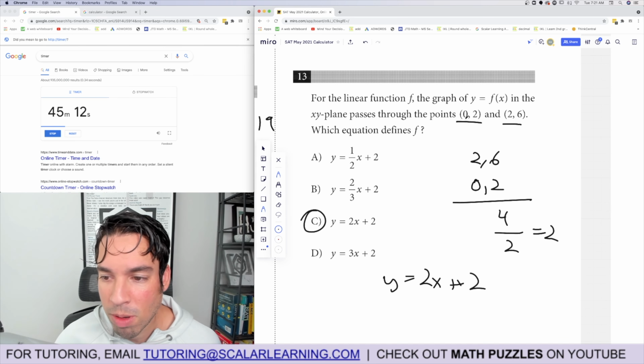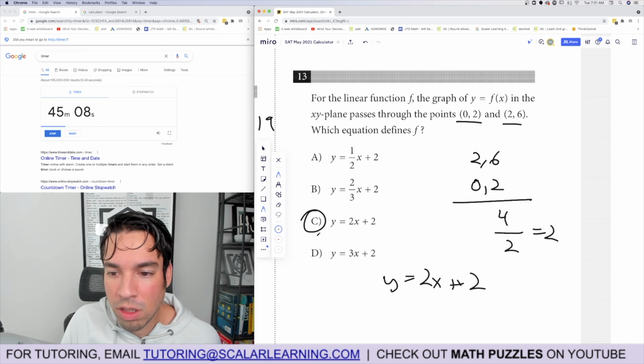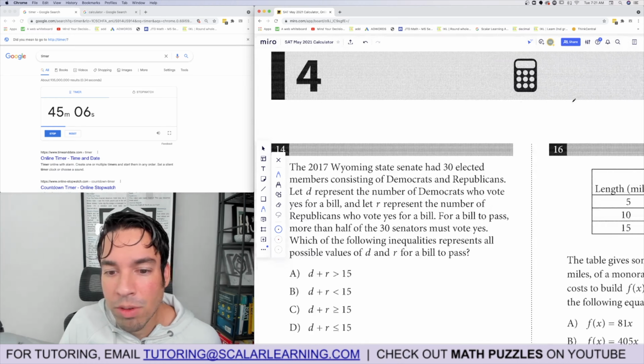And then we're going to double check by plugging in the points. Plug in 0, I get 2. Plug in 2, I do get 6. We're good to go. Number 4.